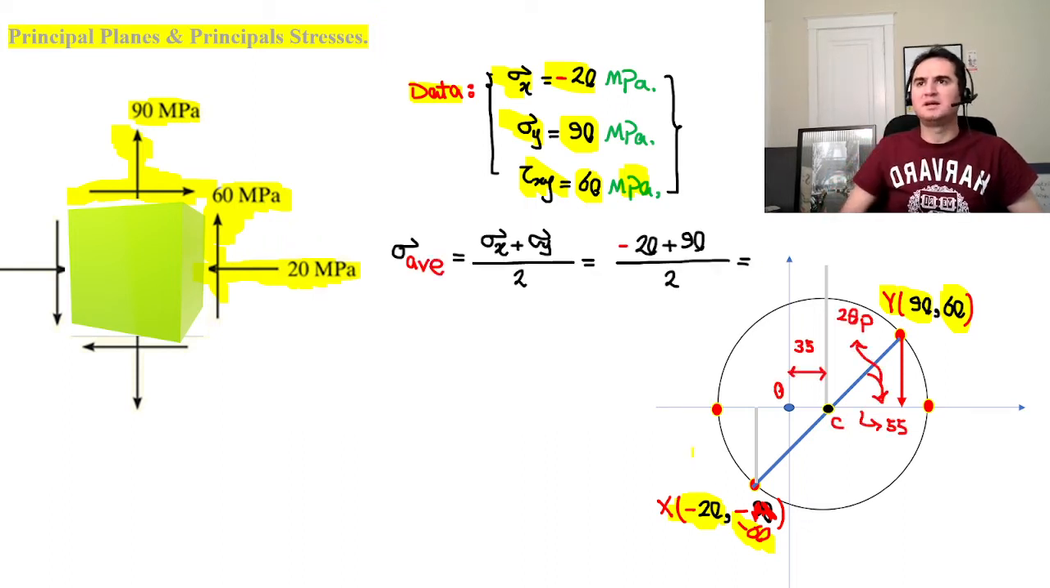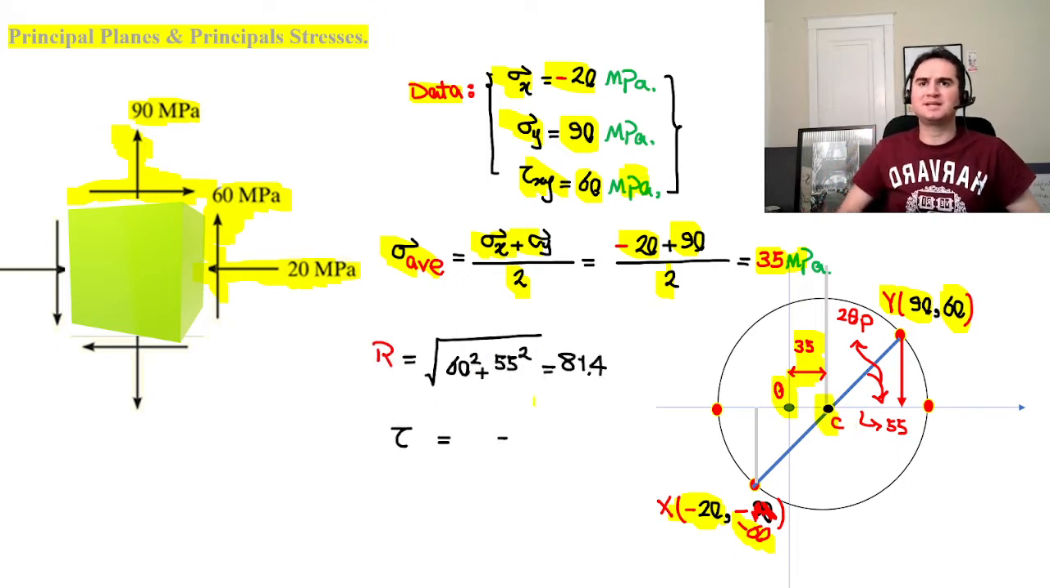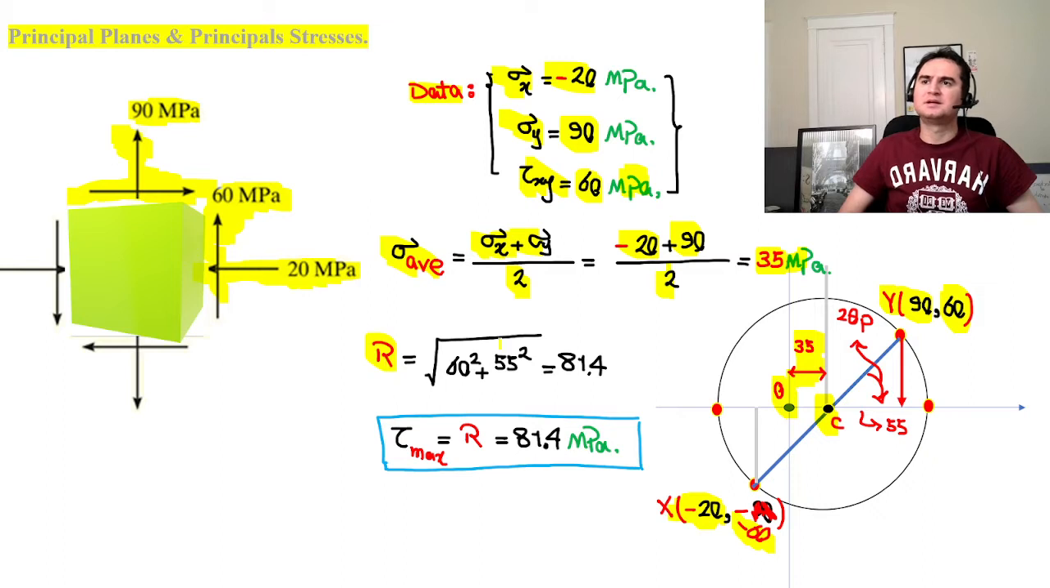Sigma average is sigma x plus sigma y over 2, that's negative 20 plus 90 over 2, which gives us 35. Sigma average is from the origin to the center of our Mohr circle. At the same time, R is the square root of 60 squared plus 55 squared, and 55 is just CF.